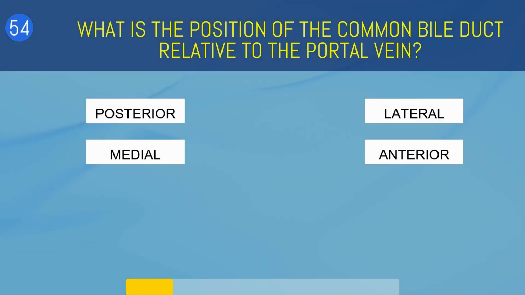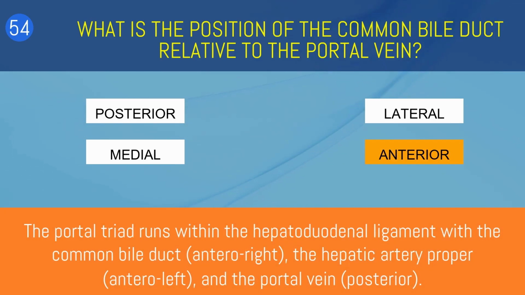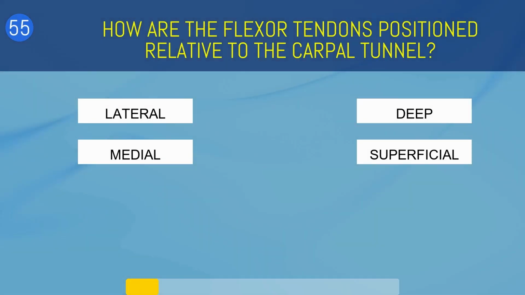What is the position of the common bile duct relative to the portal vein? Posterior, medial, lateral, or anterior? Anterior. The portal triad runs within the hepatoduodenal ligament with the common bile duct, the hepatic artery proper, and the portal vein. How are the flexor tendons positioned relative to the carpal tunnel?